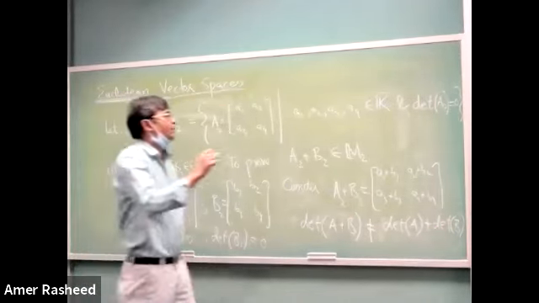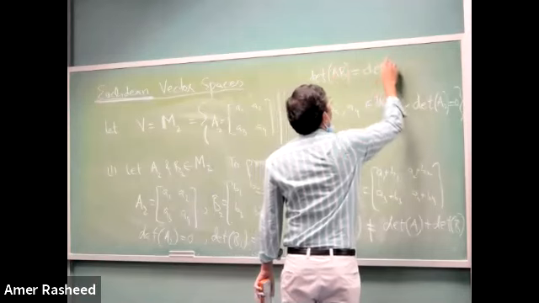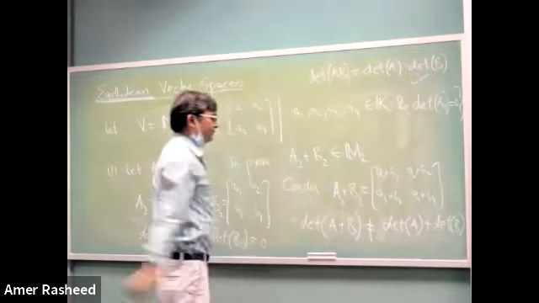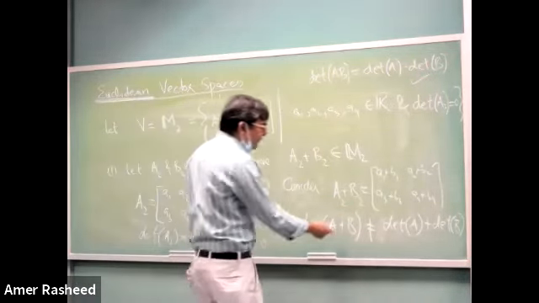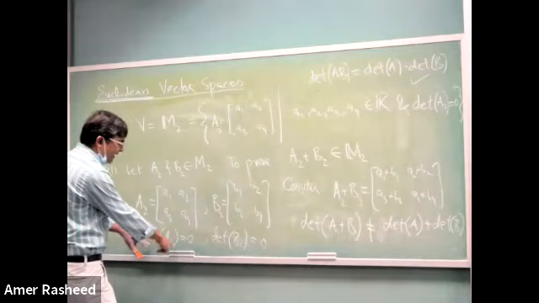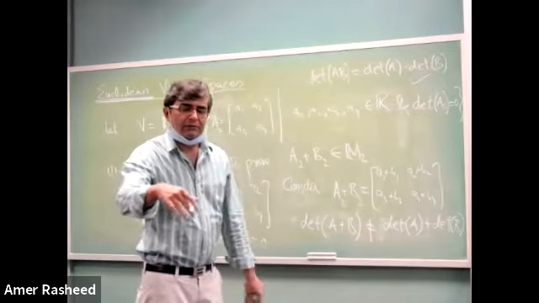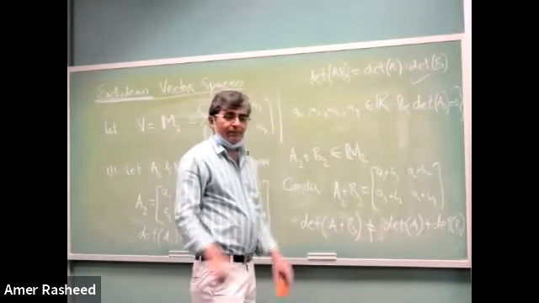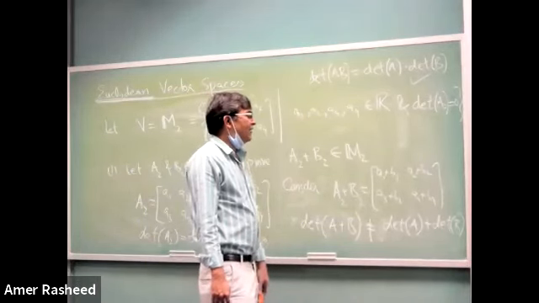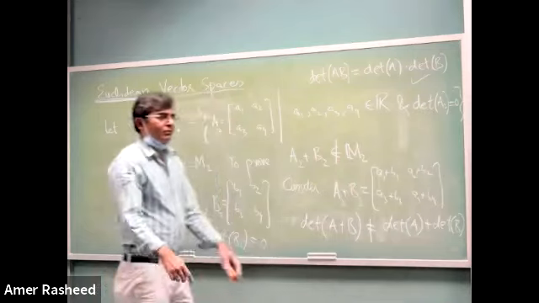It is true only in the product of matrices. Determinant of A into B is equal to determinant of A into determinant of B. This is true, but this one is not true. So we cannot prove that determinant of A plus B is 0 with this information, that determinant of A is 0, determinant of B is 0. We cannot prove it. If we cannot prove it, then what? We can say that A2 plus B2 does not belong to M2.